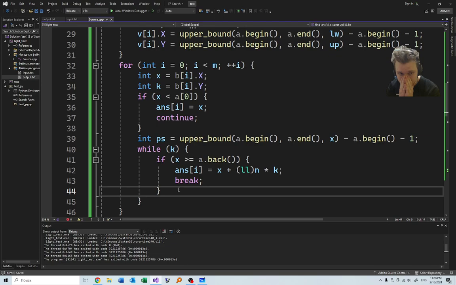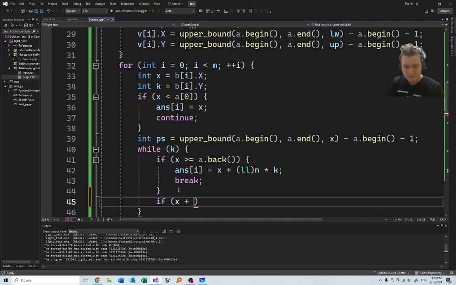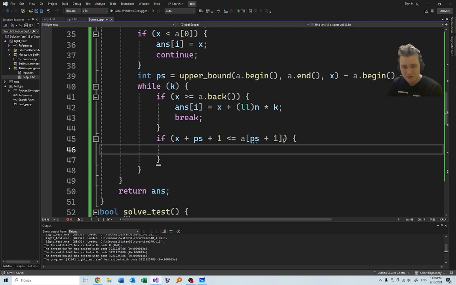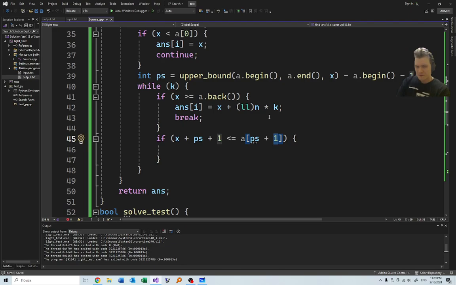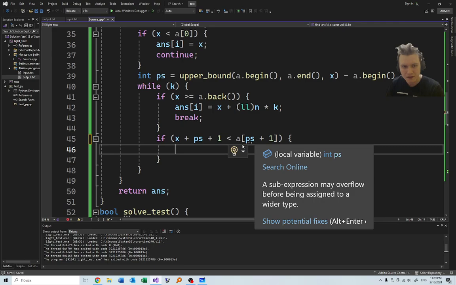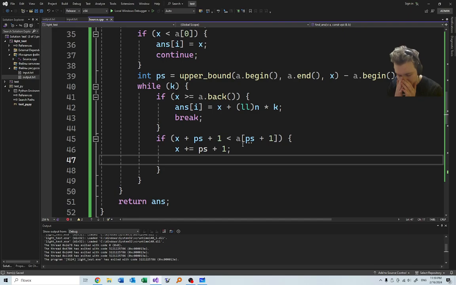Okay, so if x plus ps plus 1 is still at most a[ps plus 1], then I need to, well, at most. So can I just make a jump or not? Okay, I really don't have to do it here. I then say that x plus equals ps plus 1.